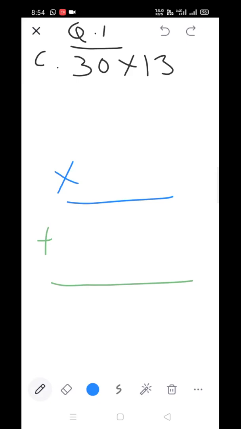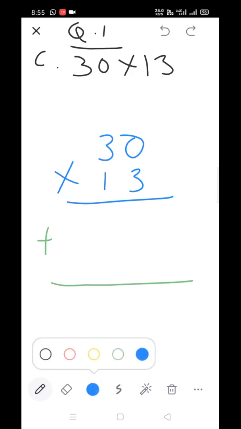Okay, C is 30 multiplied by 13. So 30 multiplied by 13. Okay, I am writing the places: ones, tens.